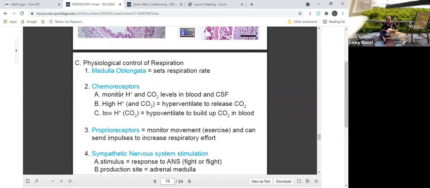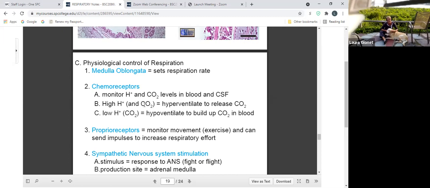Physiological control of respiration. It starts with the medulla oblongata. It sets the respiratory rate. We have chemoreceptors both peripherally and centrally in the body. Peripherally, they accompany those baroreceptors in the aortic arch and the carotid arteries. You're monitoring for changes. And then we also have central chemoreceptors within the brain. So it's monitoring for hydrogen and carbon dioxide levels in blood and cerebrospinal fluid.